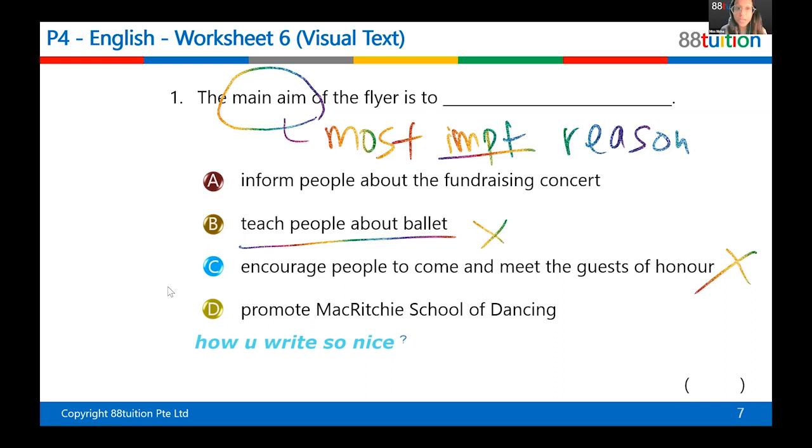Is that true? They are the organizer. But are they trying to promote them? Is that the reason why they have this event? No, right? So the answer is A, because you want to inform people about the fundraising. So obviously in real life, you're not going to just look and cross. You're going to check with the passage. Look at whether they mention anything about teaching ballet. Look at whether they mention anything about promoting all these things, right? Then you cross until you get the final answer. This is called the elimination method.